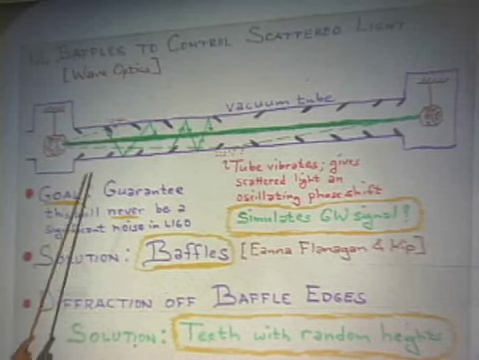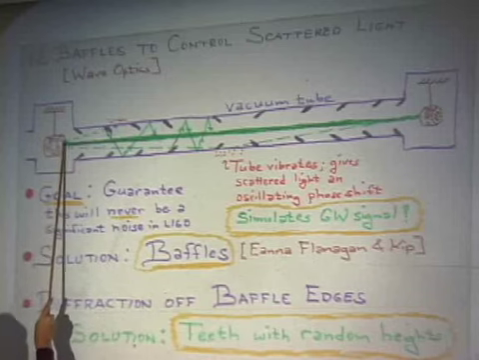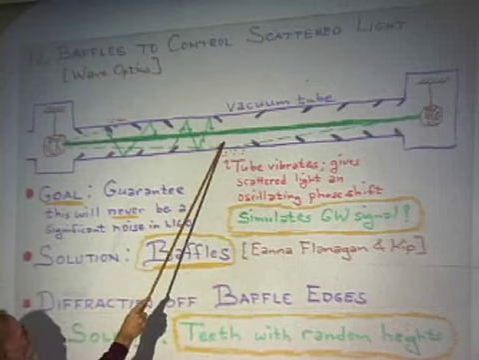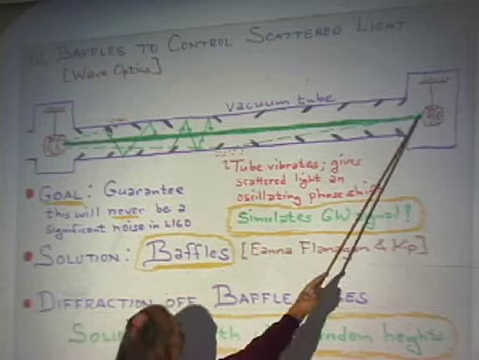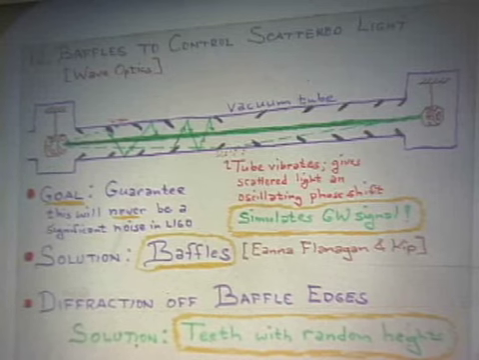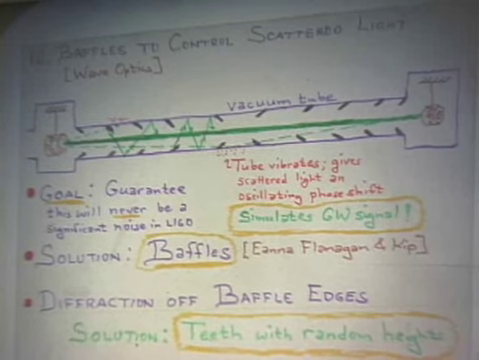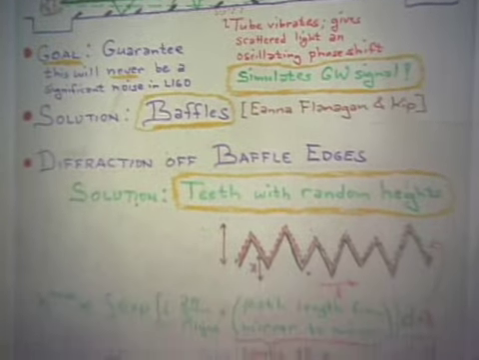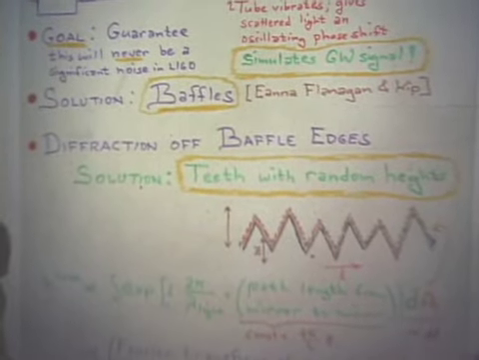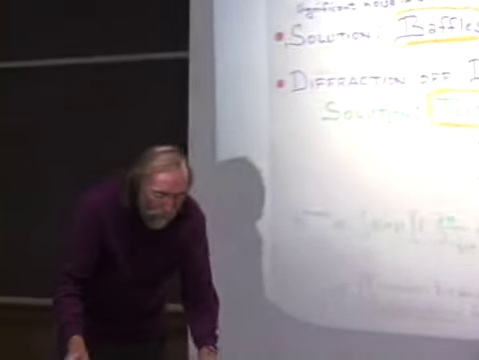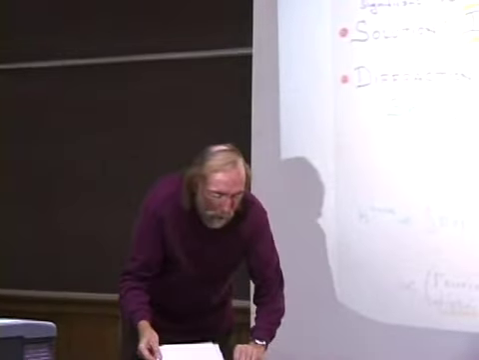And the other remaining issue is that light can go down and it can diffract off of the edge of the baffles and go back up to the other mirror. So those are the two issues that remain: the diffraction of light off the edges of the baffles and the back scatter off of the baffles. And so the name of the game then was to design a set of baffles that would control this noise.